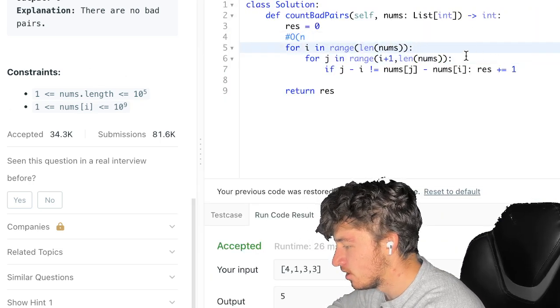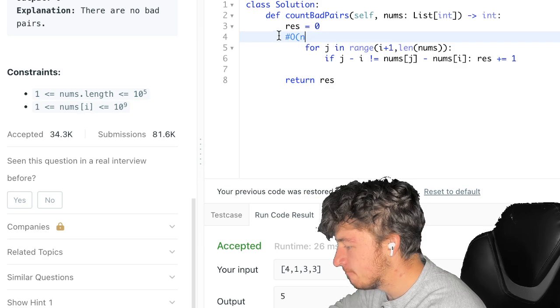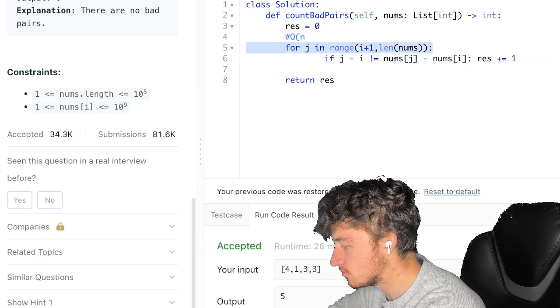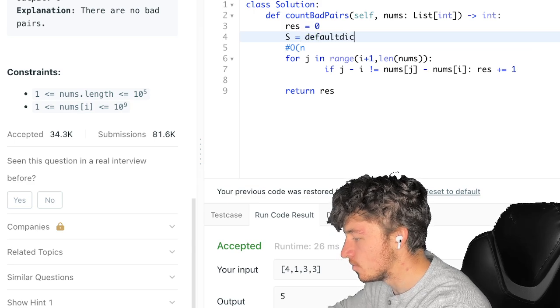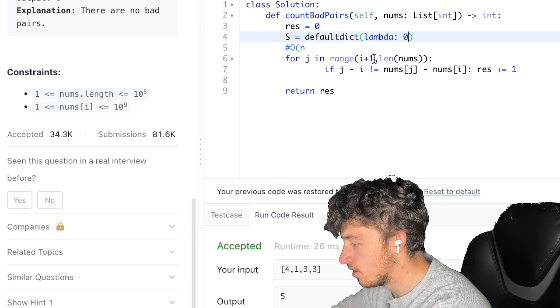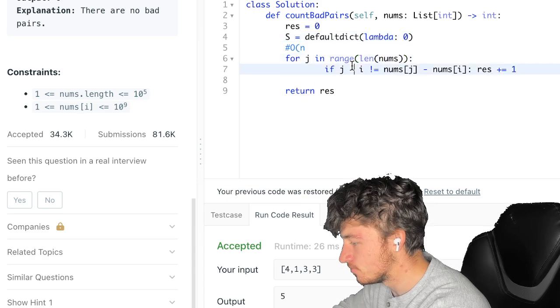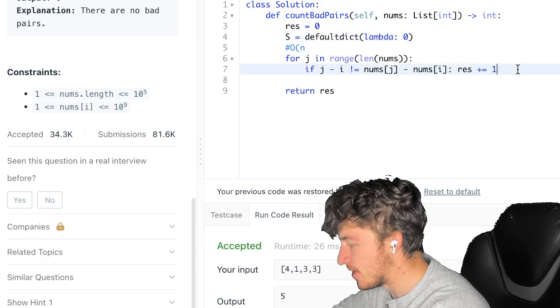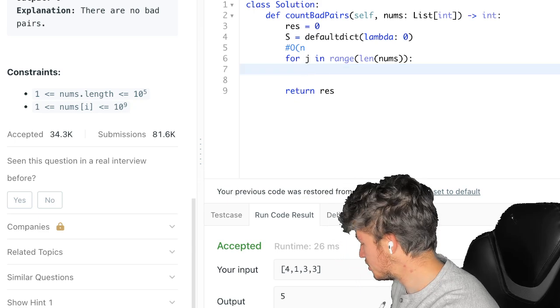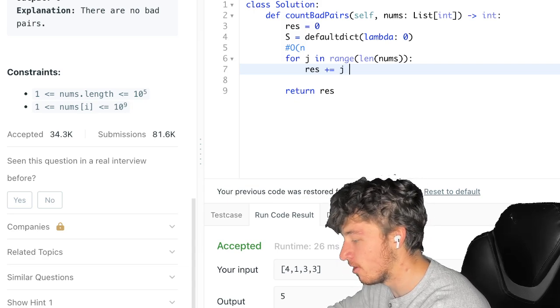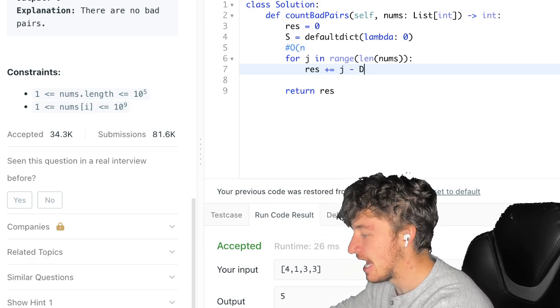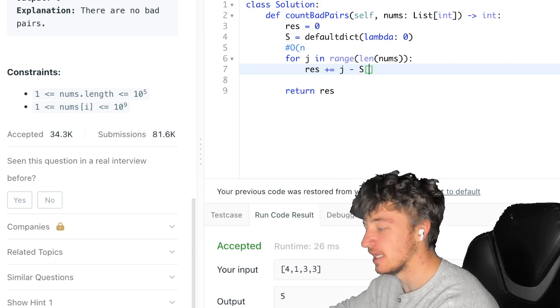So now we will look at each j. We need to keep track of what we've seen, so we'll make a defaultdict for that. We start at 0 now. And then we basically say, okay, how many conditions meet this? Well, how many have we seen before? So we say res plus equals j, the number that we've seen before, minus how many times we've seen the current element that we're looking at.